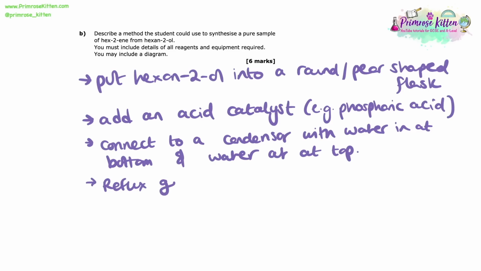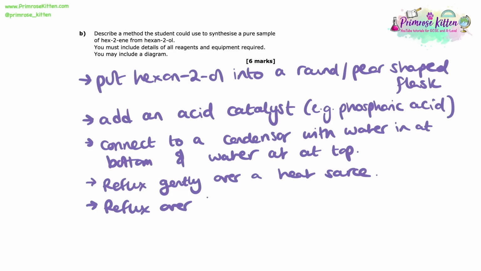And we can add an extra bit of information given what we were told on the previous page. We were told the boiling point of hexan-2-ol. So we can refer to the fact that we want to reflux above this boiling point of hexan-2-ol. So we can be detailed here if we want to and say reflux over 136 degrees C.